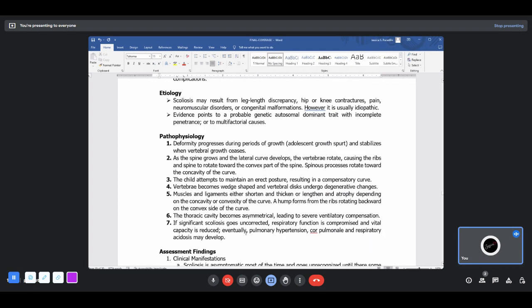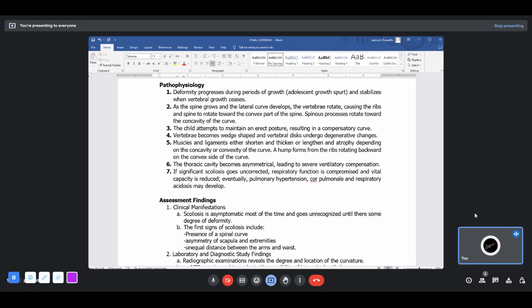So next is the pathophysiology. Deformity progresses during periods of growth, which is the adolescent growth spurt, and stabilizes when vertebral growth ceases. As the spine grows and the lateral curve develops, the vertebrae rotate, causing the ribs and spine to rotate towards the convex part of the spine. Spinous processes rotate toward the concavity of the curve, and the child attempts to maintain an erect posture, resulting in compensatory curve. Vertebrae become wedge shaped, and vertebral discs undergo degenerative changes.